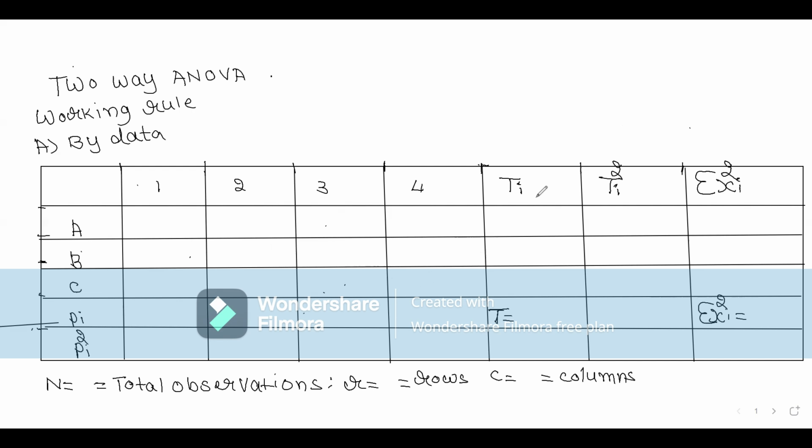Look here, the next column is the Ti. The Ti is the sum of all these observations. And Ti square is the square of Ti. And you can take the square of these observations and add them, that is summation of xi square. Look here. Now, this plus this plus this plus this.